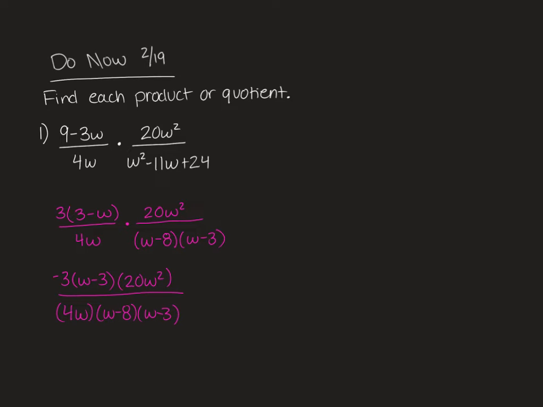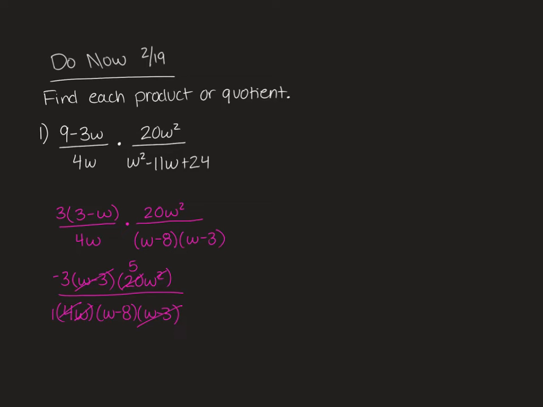And now we see what cancels. So we have w minus 3. We have w squared on top and a w on the bottom, so we can actually cancel one of those. And then 20 divided by 4. Okay, so both of these are multiples of 4. 4 goes into 20 5 times. 4 goes into 4 once.